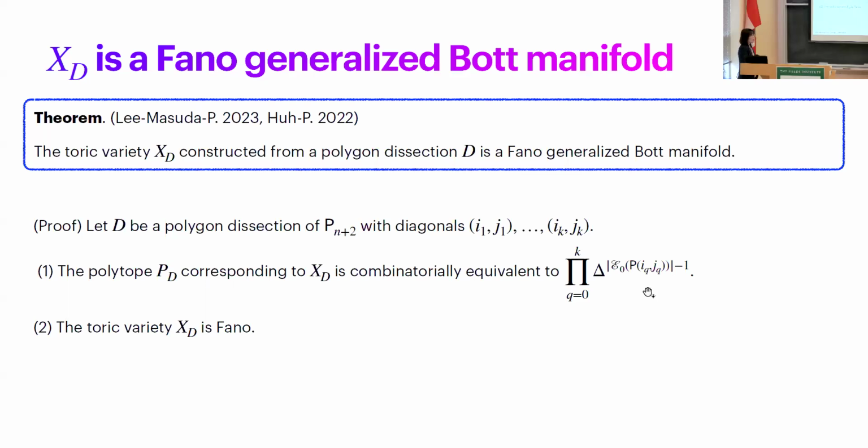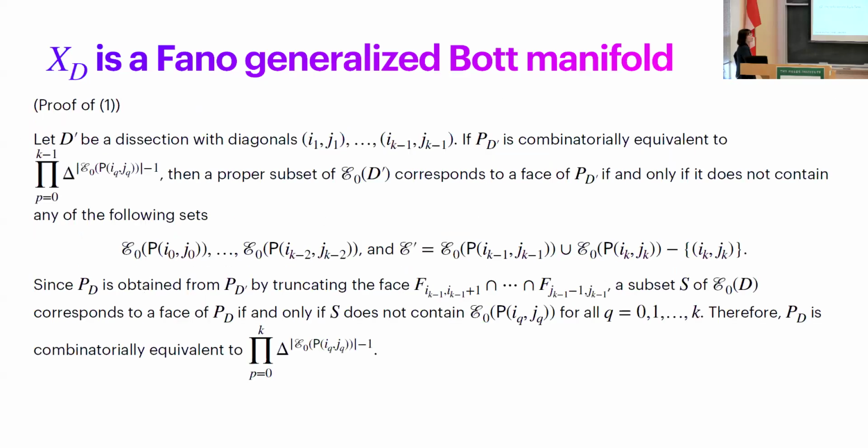We already know that every smooth toric variety corresponding to a product of simplices is a generalized Bott manifold. It was proved by Professor Masuda, Professor Dong Youp Suh and Professor Taras Panov, if I remember correctly. So the first condition implies that X_D is a generalized Bott manifold. Then we can also show that X_D is Fano using Batyrev's criterion. The first statement is proved by induction, so I skip the details.